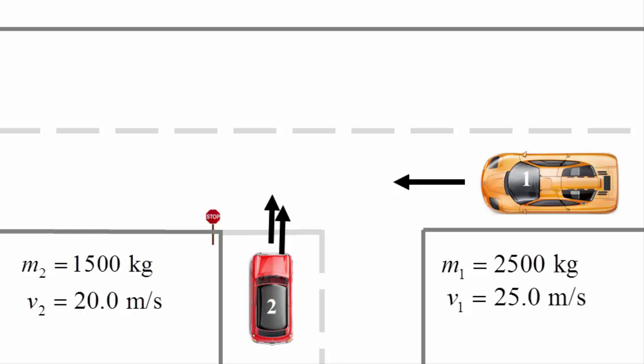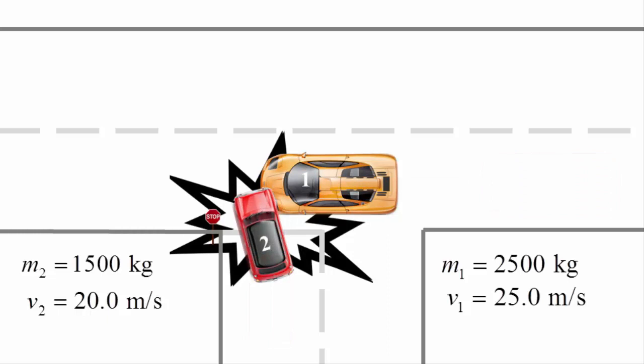Car 2 is supposed to give way at the intersection, but fails to do so and crashes into the incoming Car 1. The collision is inelastic and causes both cars to deform and join without rebounding. Thus, both cars move off together in the same direction after the collision.